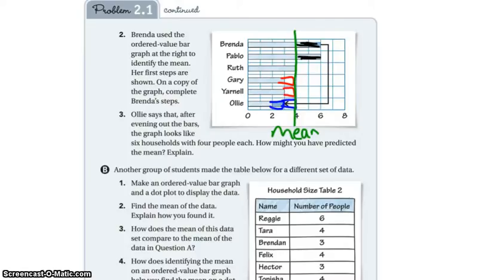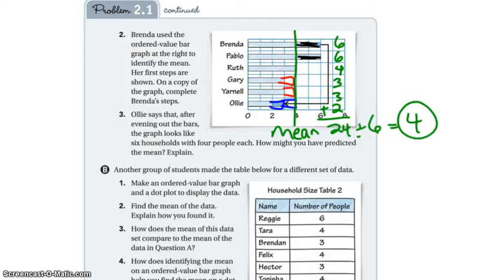All right, so Ollie also states that after evening out the bars, the graph would look like 6 households with 4 people each. How might you have predicted the mean? Well, we could have predicted the mean simply by, at the beginning, adding up the values of 6, 6, 4, 3, 3, and 2, getting the 24, dividing it by the 6, and that equaled a mean of 4.